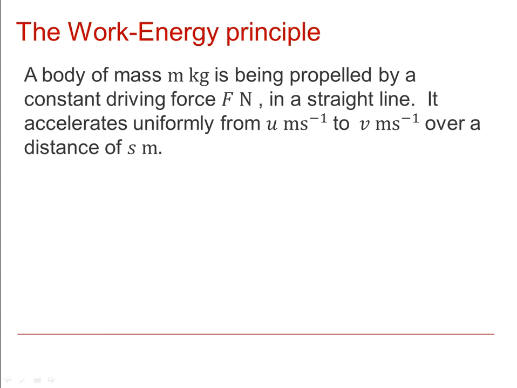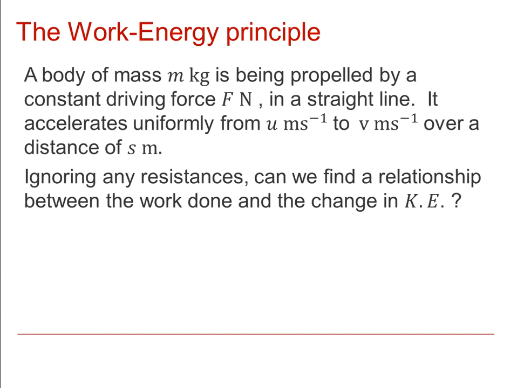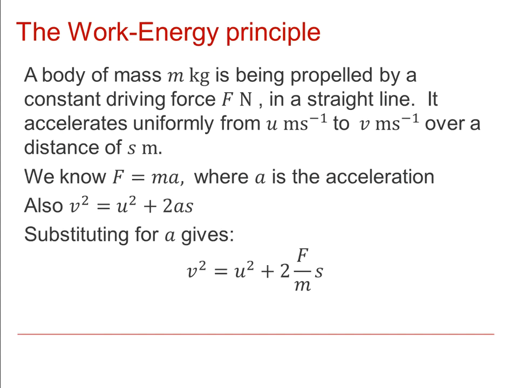Well, we can use Newton's law, and we know then that F equals ma, where a is the acceleration, and also we've got that V squared equals U squared plus 2as, one of the equations of motion. So if we substitute from F equals ma, we can say that a is equal to F over m. So that equation becomes V squared equals U squared plus 2F over m times S.